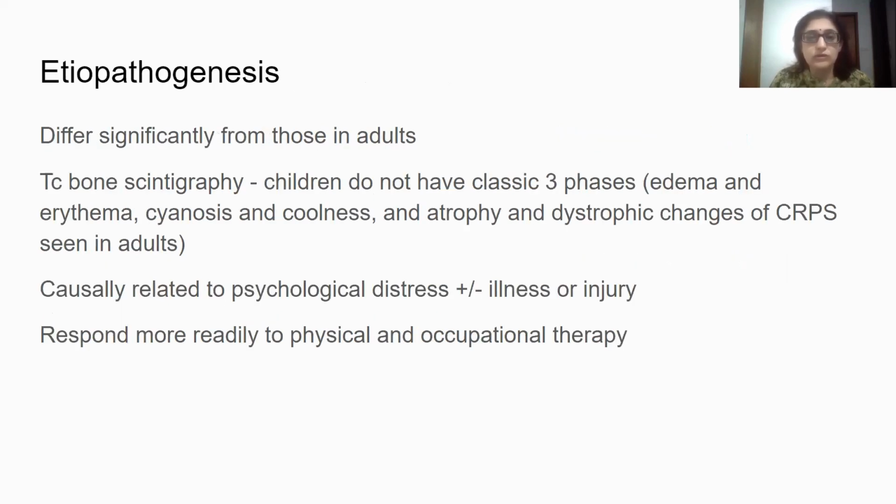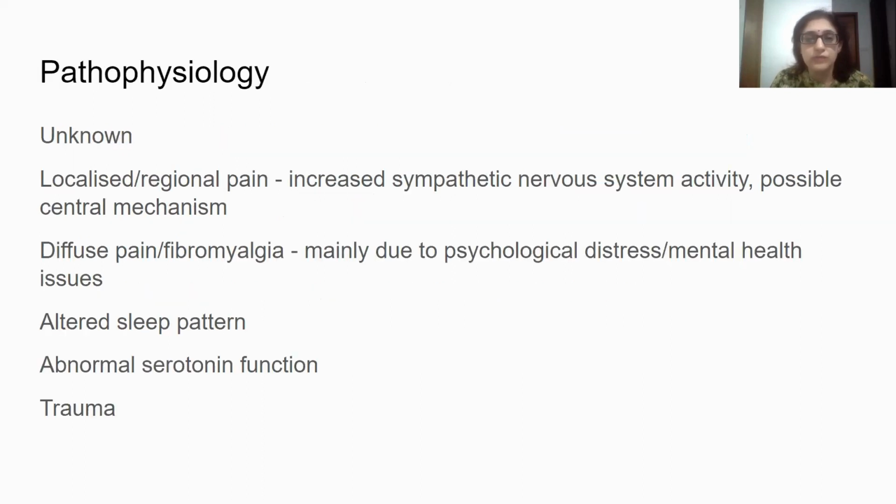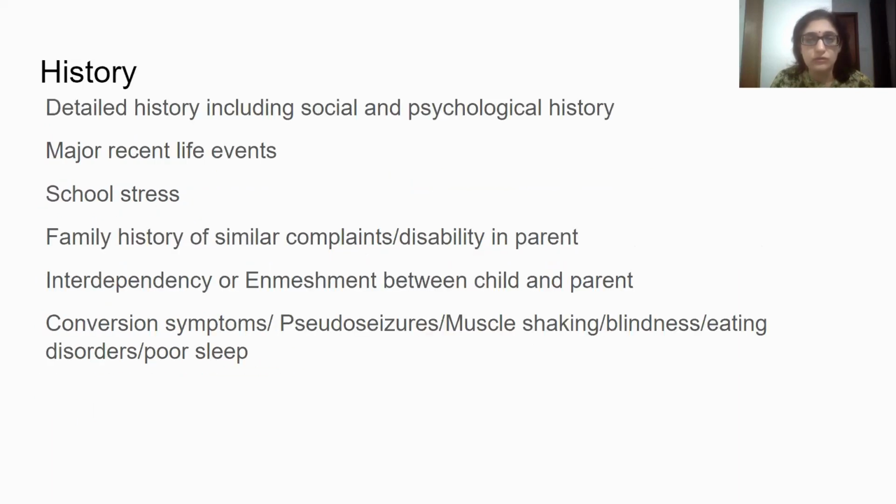So the etiology differs significantly from that in adults. What is important to remember is that there is almost always an underlying mental health issue or psychological distress. In the pathophysiology of localized regional pain, there may be increased sympathetic nervous system activity, but in diffuse pain or fibromyalgia, it is mainly due to the underlying psychological cause.